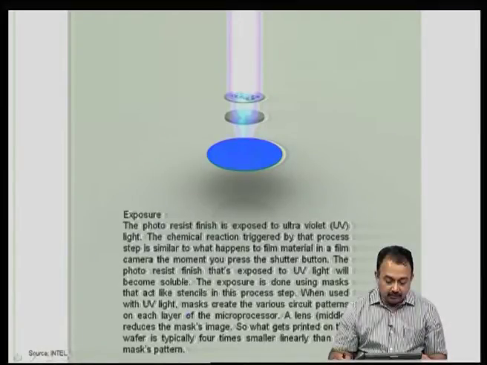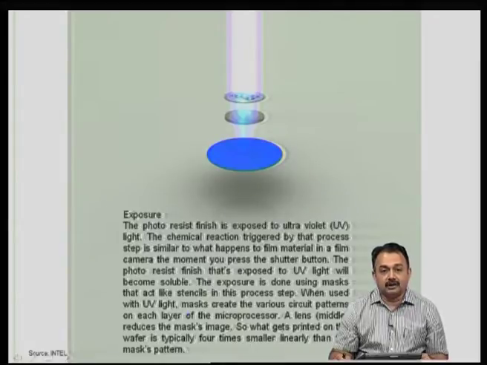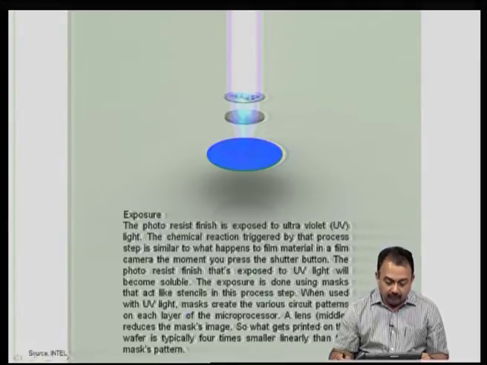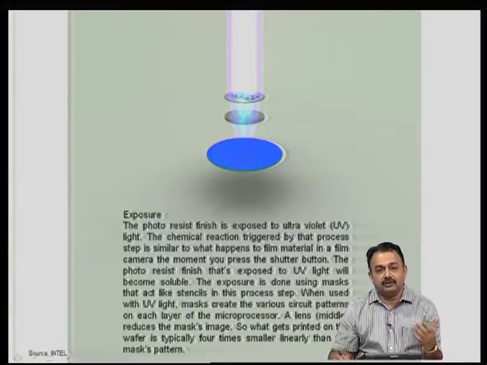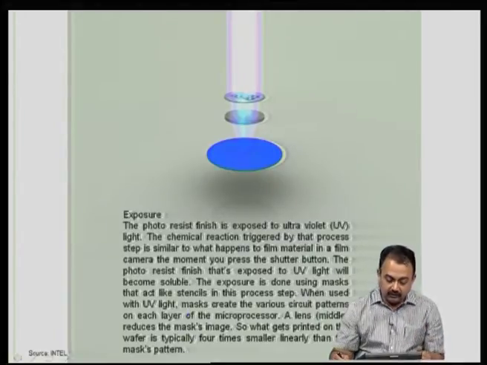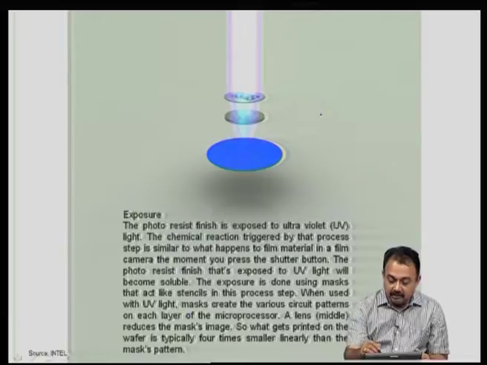Now, these solvents have to be environmentally acceptable. You can't use organic solvents that pose hazards to the environment. Those things will be taken care of by the industry. Now, we are talking about exposure, that is the next step. What is exposure? You are exposing this photoresist to UV light, and when you are exposing this, you are going to use what is known as the mask.